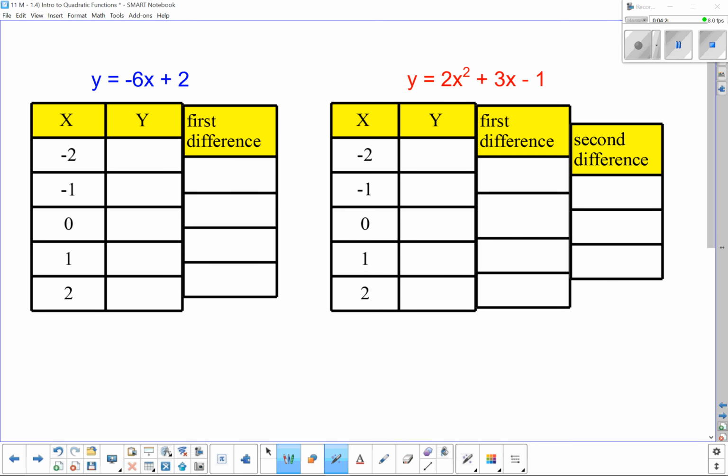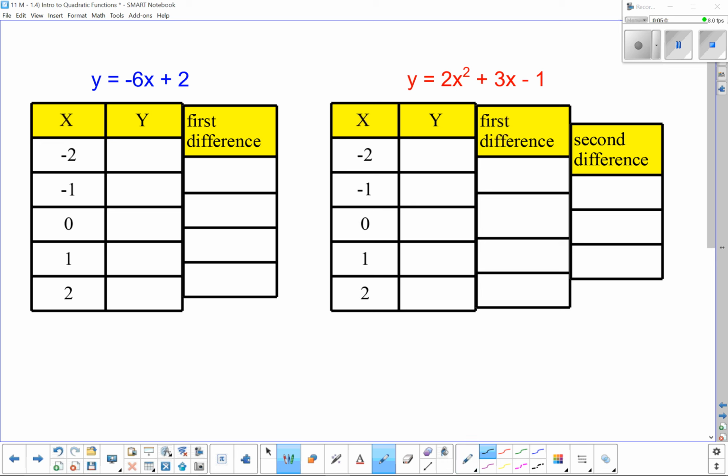That brings us to first and second differences. As you can see here, we have two equations. One is linear, if you recognize, so this one would be linear, and this one would be quadratic. The process in determining whether they are quadratic or linear just based on their finite differences would be the same, except you would have to do it twice for quadratics. So if you have a table of values, we could fill in the y values just by substituting the x values in our equation.